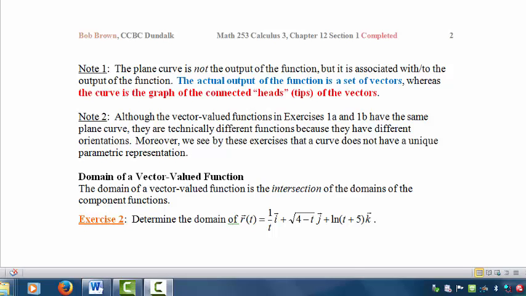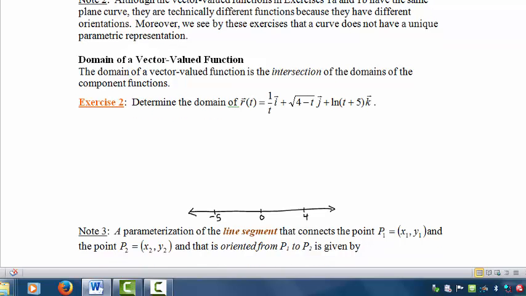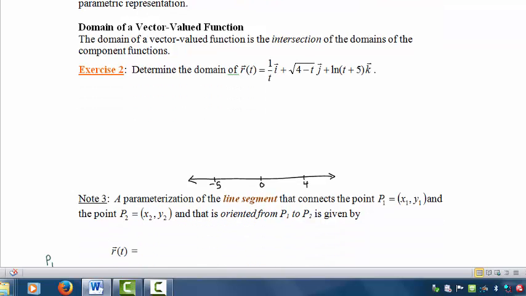Chapter 12, Section 1, page 2. We will talk about the domain of a vector-valued function. Let's look at exercise 2.